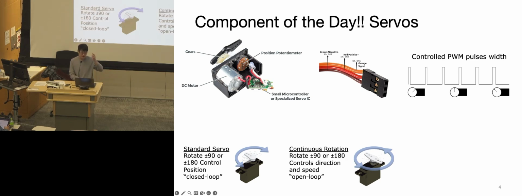At the bottom it shows standard and continuous. Standard is basically a rotating motor that rotates within a fixed range, typically 0 to 180 degrees. And continuous rotation servos can rotate continuously in either direction. The PWM signal control basically tells the speed and direction of the rotation rather than the exact position.